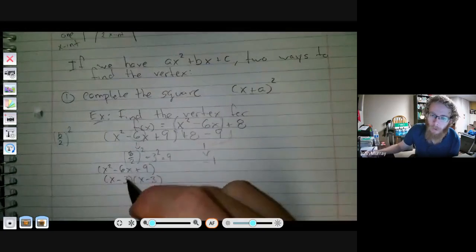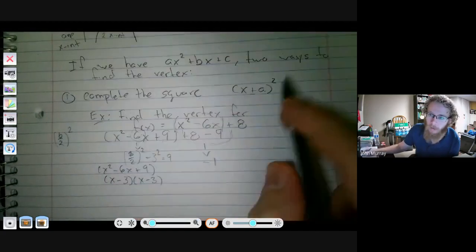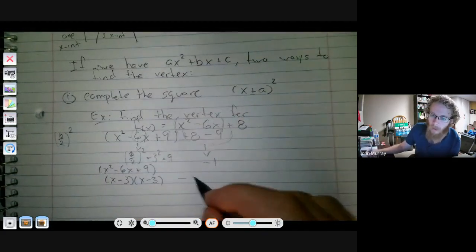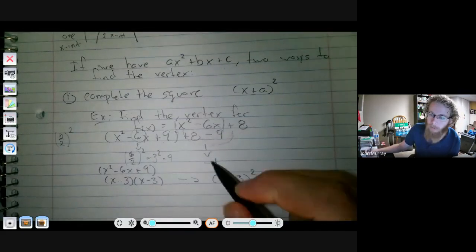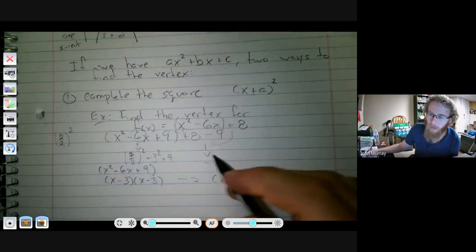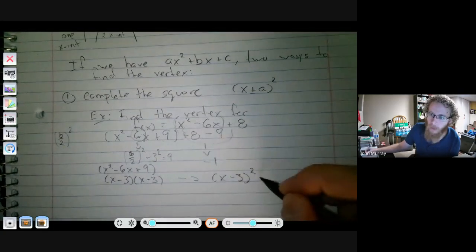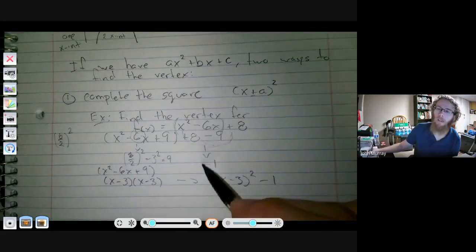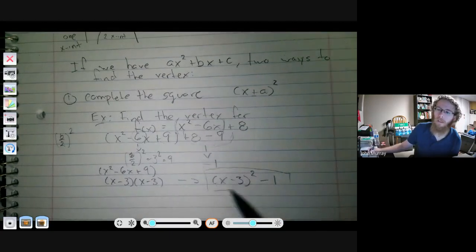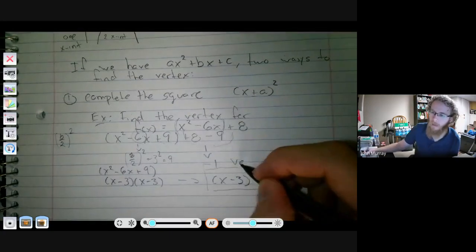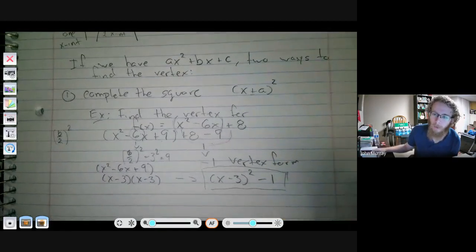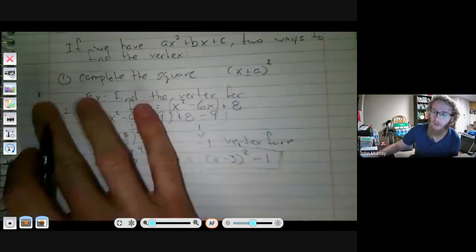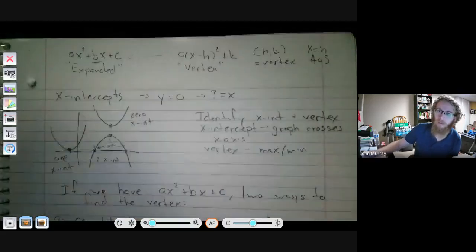So we rewrite this as a square, right? Something like this. We're going to have x minus 3 squared, and then on the outside, we keep this combination, and we'll have a minus 1. All right, and now we are in vertex form.